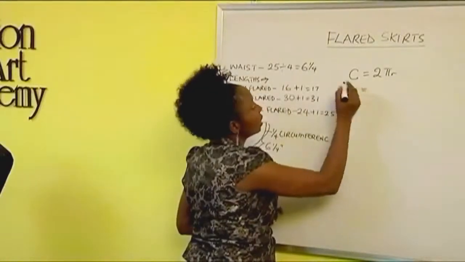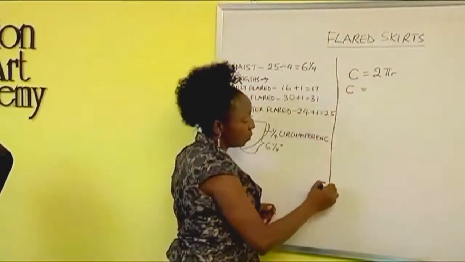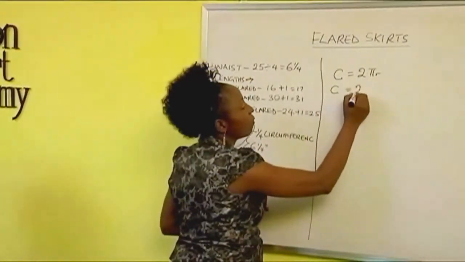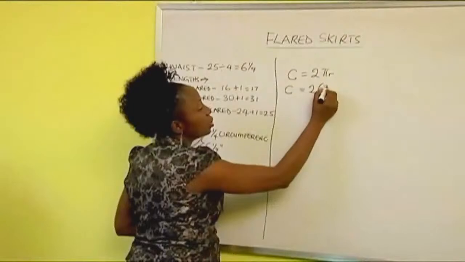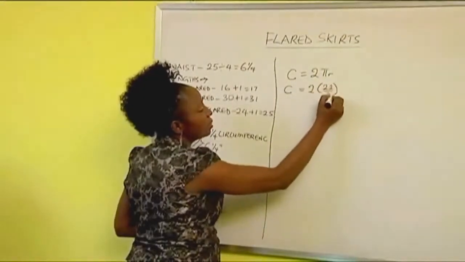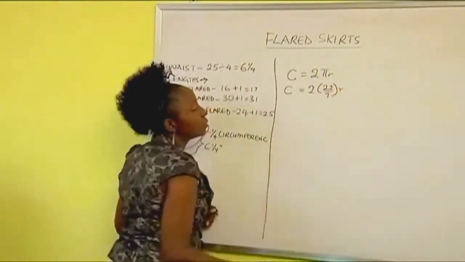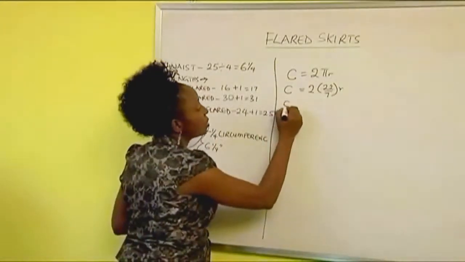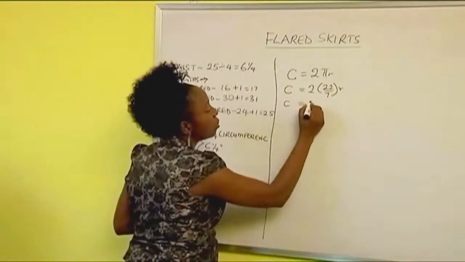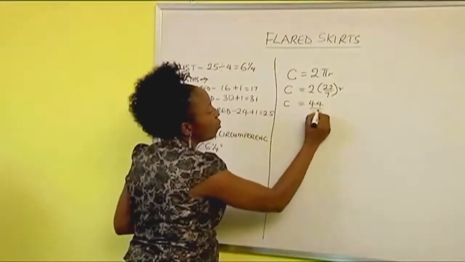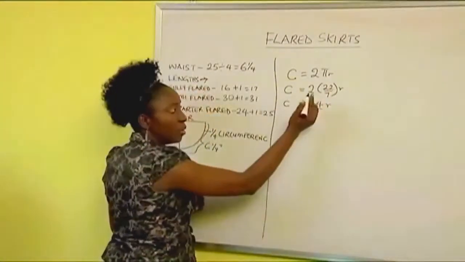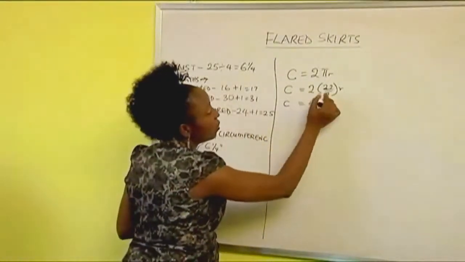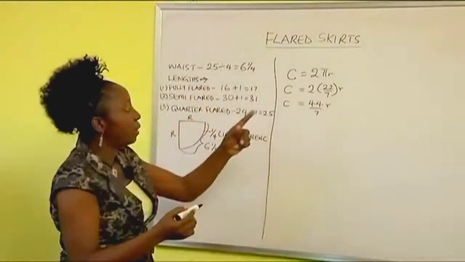So we'll start with this. C equals 2 times (22/7 times r). I'm going to open that up a little, so I'll give you C equals 44/7 r, because I just multiplied 2 times 22. That's all I have to do. And I get my 44/7, and that will multiply by r.